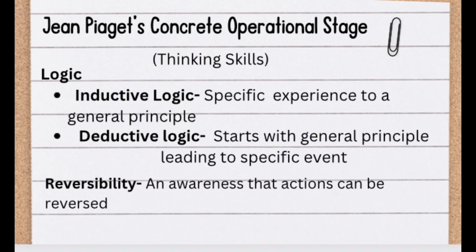Second is reversibility. It is an awareness that actions can be reversed. For example, water can be frozen and then it turns to become liquid again.